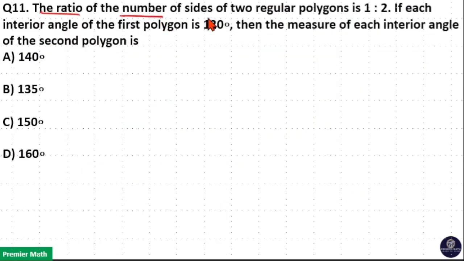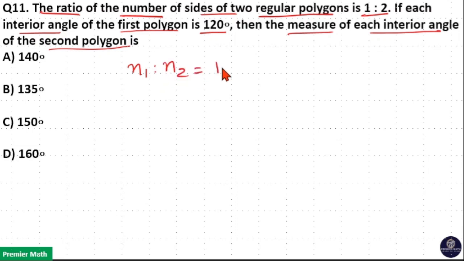The ratio of the number of sides of two regular polygons is 1:2. If each interior angle of the first polygon is 120 degrees, then the measure of each interior angle of the second polygon is? Here, the number of sides of the two polygons are in the ratio 1:2 and the interior angle of the first polygon is 120 degrees. That means the exterior angle of the first polygon is 180 minus 120, which is equal to 60 degrees.